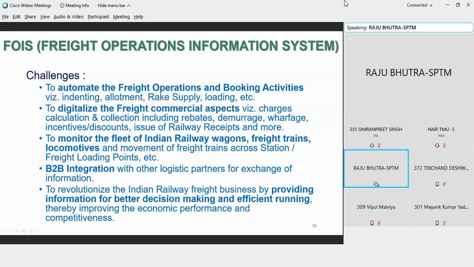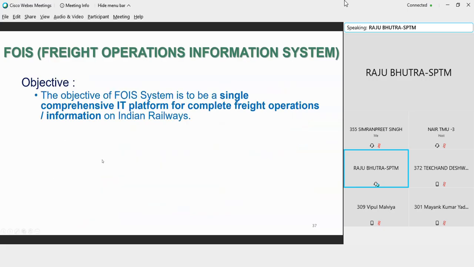To revolutionize the Indian Railway freight business by providing information for better decision making and efficient running. So it will provide information for better decision making to the customers and for the management of the Indian Railways and for the efficient running of the freight operations. What is the objective? The objective of FOIS is to be a single comprehensive IT platform for complete freight operations or formation. So it is a single comprehensive IT platform which is available for all the freight operations and information associated with it.